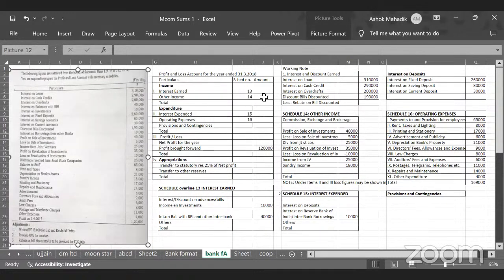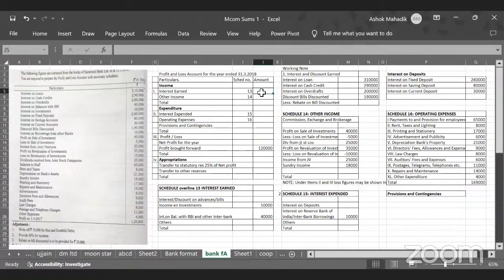First you will close schedule 13. You will put the figure here. Then you will close 14, and put the figure here. Then 15, then 16. Likewise, we will complete these schedules. But we cannot fill the value of 17, which is provision and contingency. Be careful. This is very important, the most important part. This will carry at least 5 marks in the entire sum.